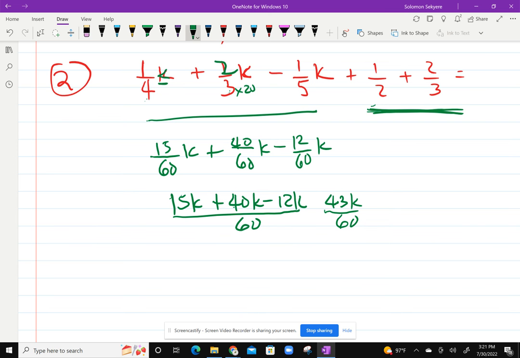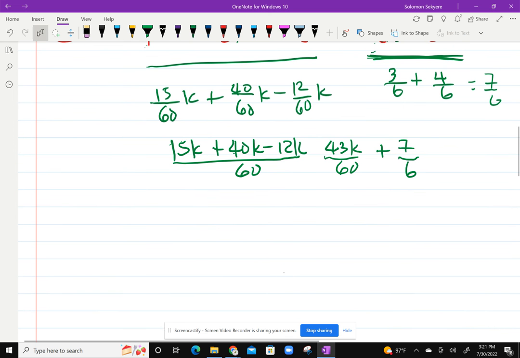What about this side here, 1/2 plus 2/3? What's the LCM of 2 and 3? That is 6, right? So we change everything to 6. So this is 3 over 6 plus 4 over 6, which is equal to 7 over 6.